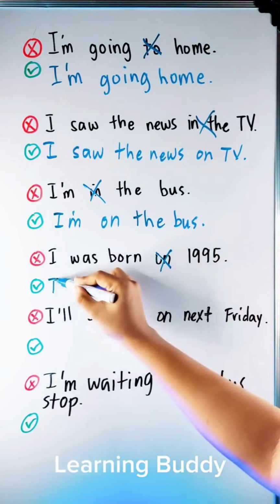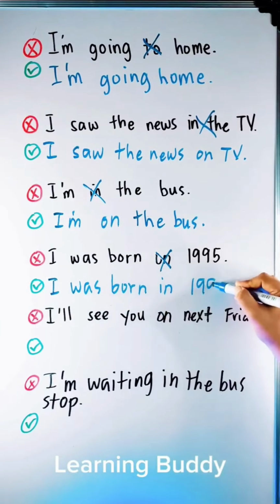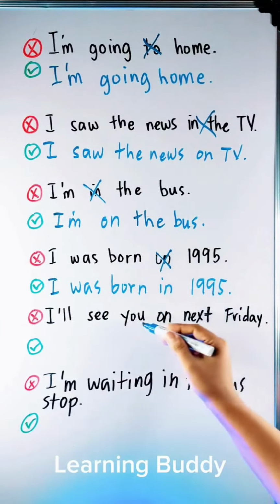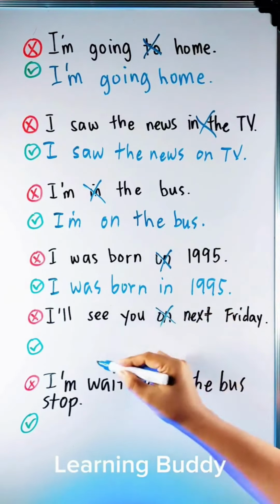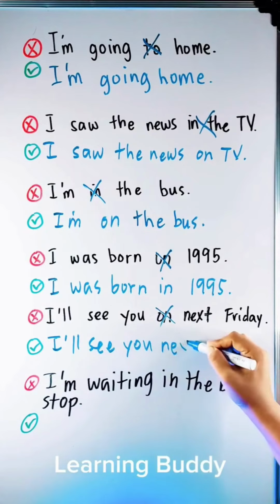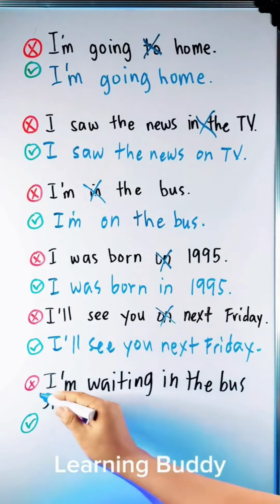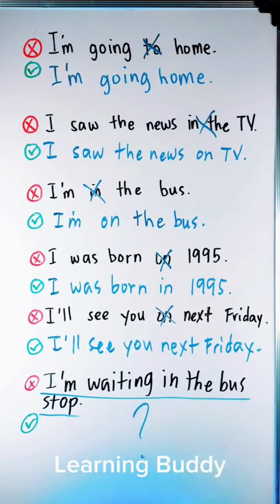I was born on 1995 is incorrect. Replace it with the word in. I was born in 1995. I'll see you on next Friday is incorrect. Remove the word on and just say, I'll see you next Friday. How about this one? I'm waiting in the bus stop. Share your answer in the comments.